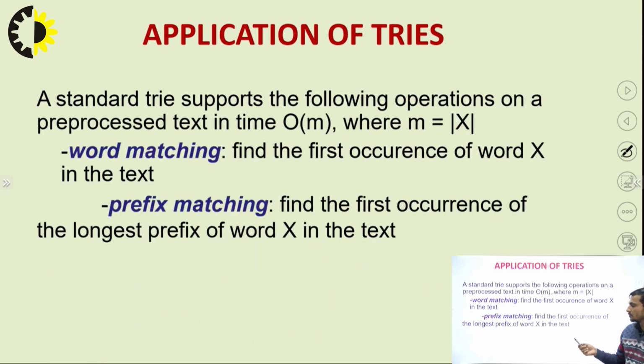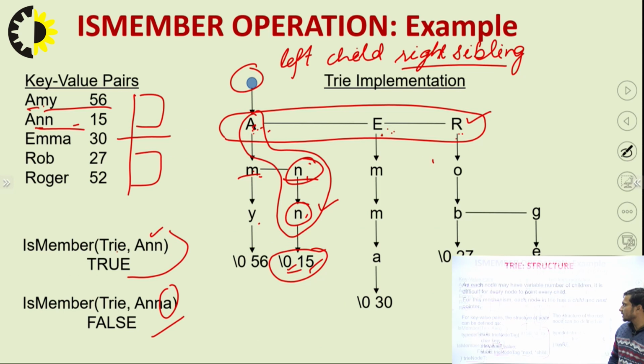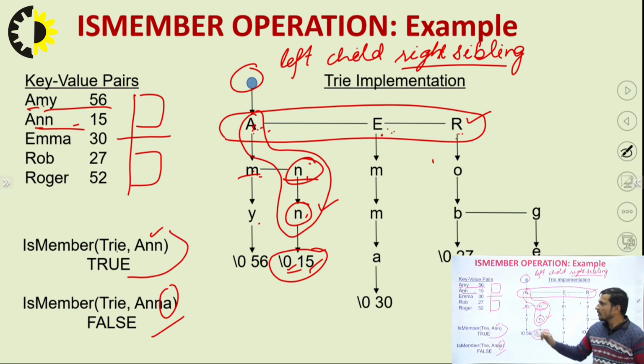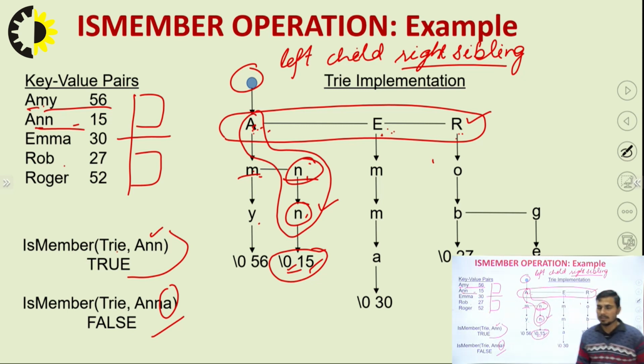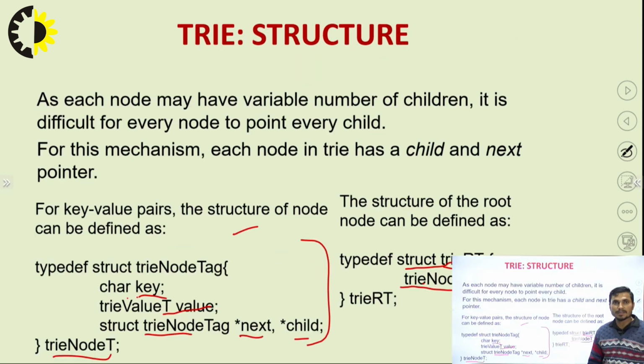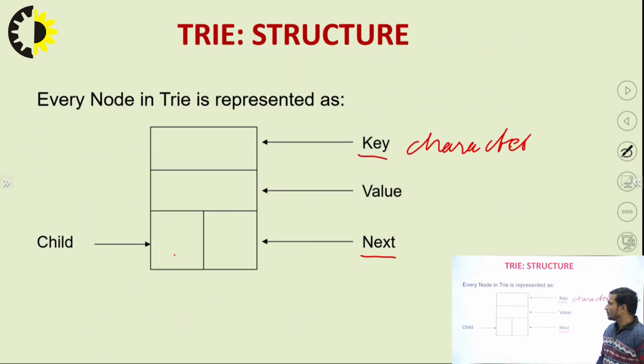Now what are the applications of this trie data structure? As this trie data structure is basically introduced for data retrieval, take a look at this example. Here we are not storing Amy, Ann, Emma, Rob, Roger totally separately. There are certain things which are common here. So it can save us the effort of retrieval, and it can also save memory space. If there is more duplicacy, then this data structure is very compatible for the implementation.